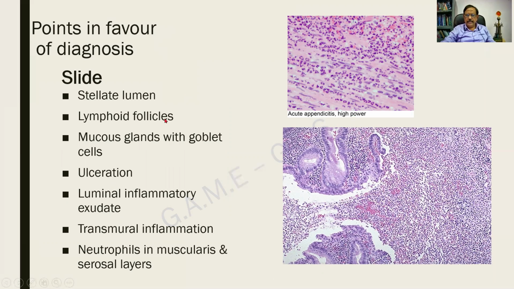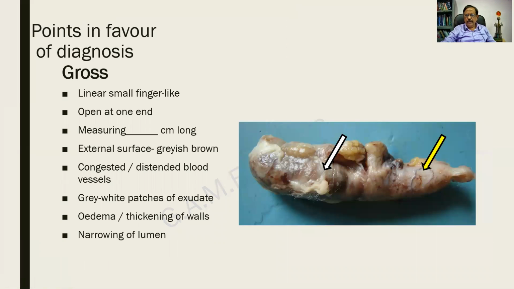Stellate lumen, presence of lymphoid follicles, mucus glands with goblet cells. There is ulceration, as I had pointed out earlier. Luminal exudate. This is a lumen with the exudate. Transmural. Transmural means across the entire thickness, infiltrating into the muscular layer. And that is what we people see. Sometimes it can spill over into the serosa, into the mesoappendix also. And if it is ignored, it will lead to perforation.